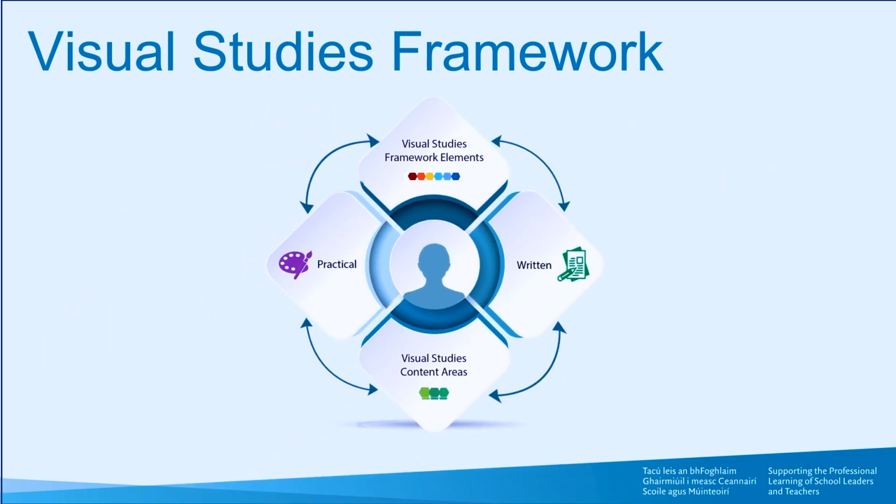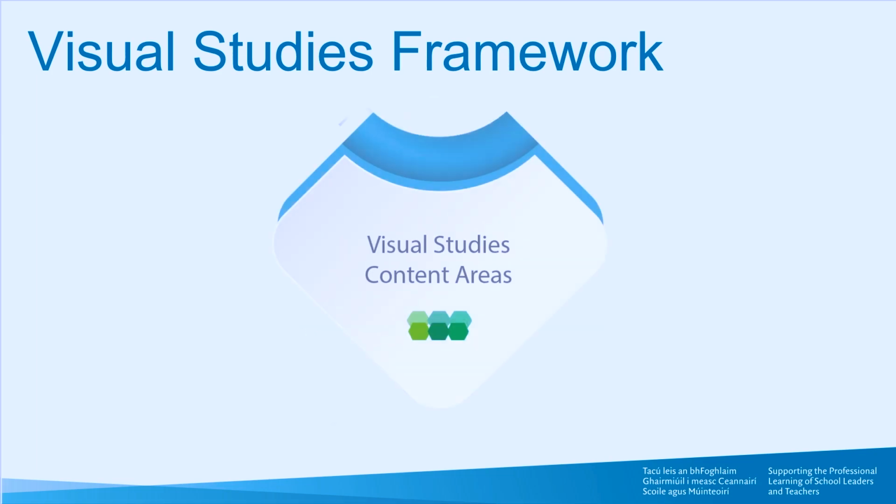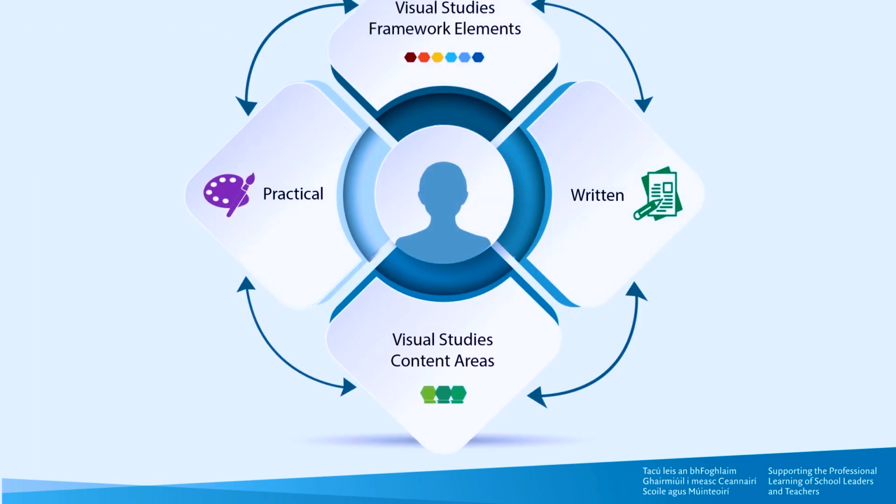The Visual Studies Framework also outlines 3 main content areas as seen on the bottom of the graphic. All 3 content areas create opportunities for students to explore and engage in a variety of art experiences in both their practical and written work. This is indicated by the supporting arrows. Let's remind ourselves of the content areas, which can be found on pages 23 to 27 of the specification.